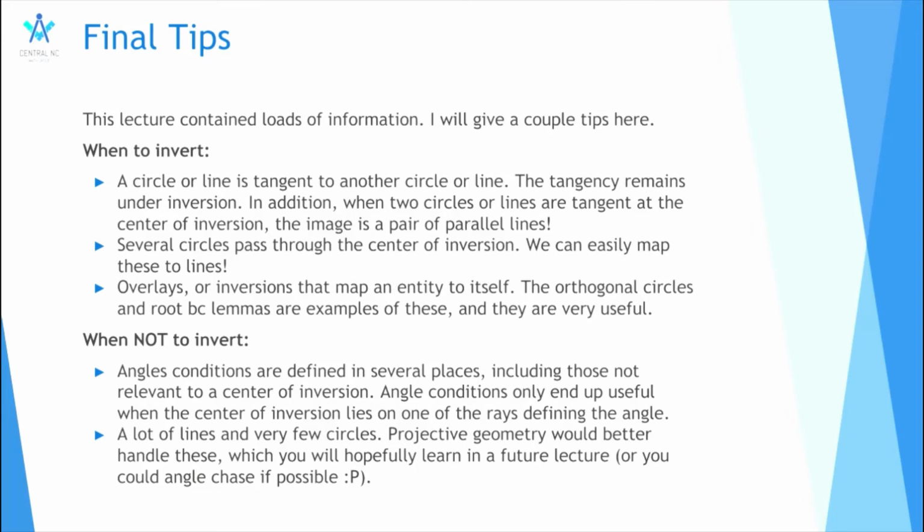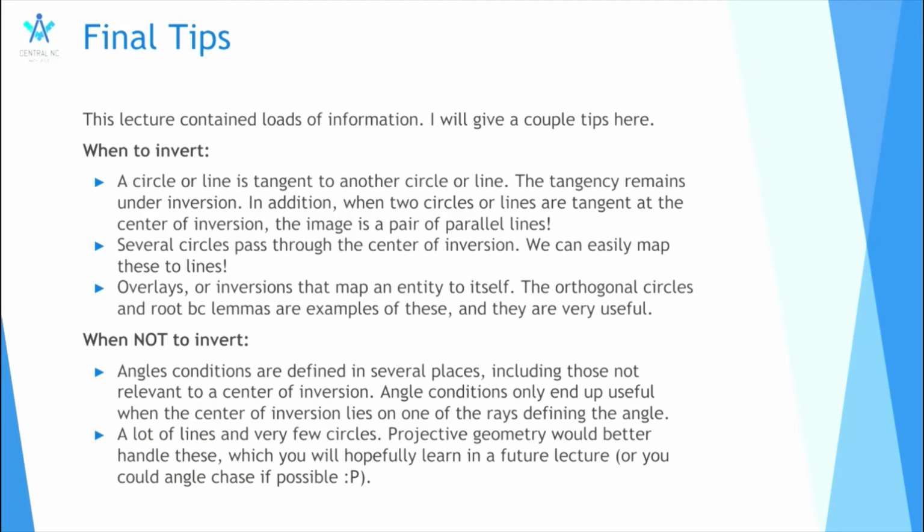When not to invert: when angle conditions are defined in several places, including those that don't contain a ray connecting a point to the center. Angle conditions end up useful only when the center of inversion lies on one of the rays defining the angle. So yeah, that limits it quite a bit, but hopefully you don't see too many problems with very scattered angles.